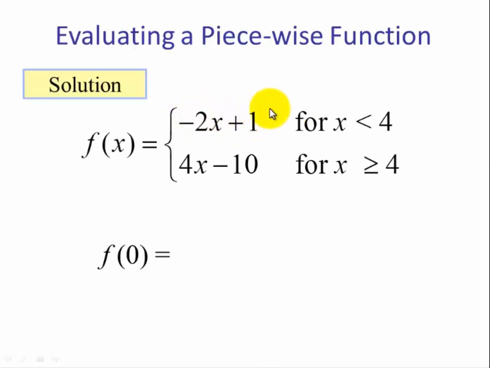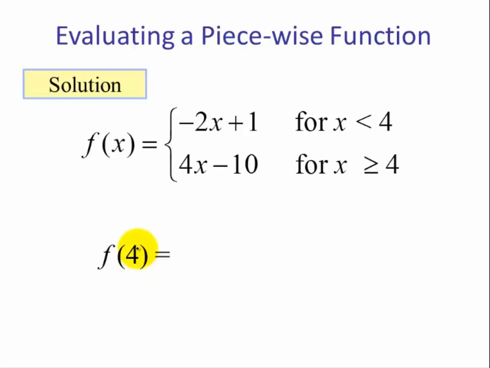Negative 2x plus 1. So I say negative 2 times 0 plus 1. Negative 2 times 0 is 0, plus 1 equals 1. So f of 0 equals 1. When x is 3, 3 is less than 4, so I'm still going to use this part. So this will be negative 2 times 3 plus 1, which gives me negative 2 times 3 is negative 6, plus 1, which is equal to negative 5. So f of 3 equals negative 5.